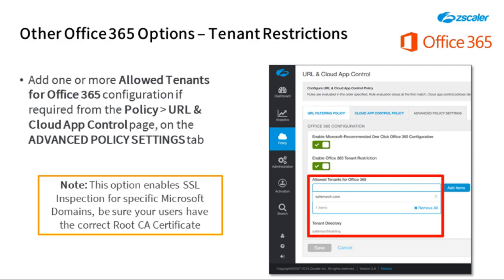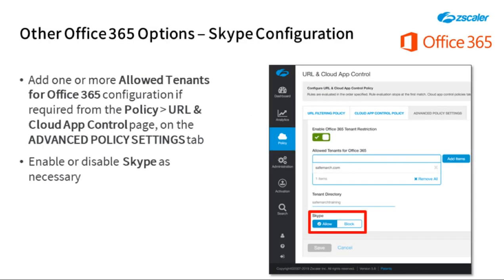Note that this configuration enables SSL interception for the login.microsoftonline.com, login.microsoft.com and login.windows.net domains, so be sure that the appropriate root CA certificate for SSL inspection is installed on your client PCs before enabling this option. Finally, this is also where you have the option to enable or disable Skype.